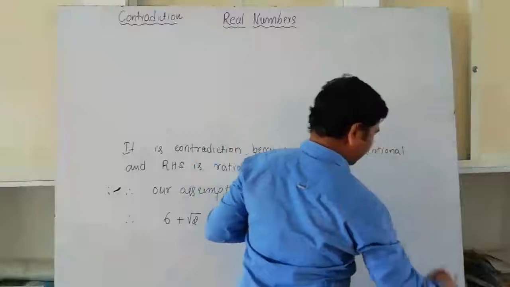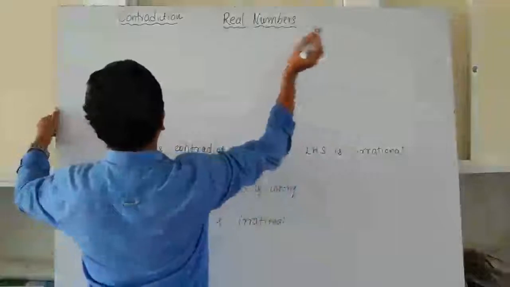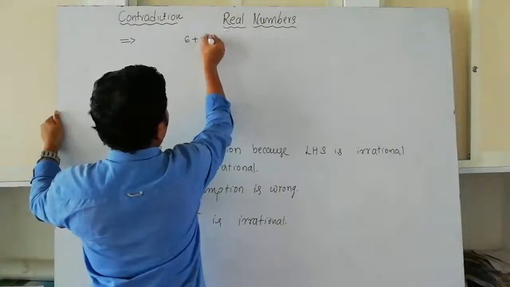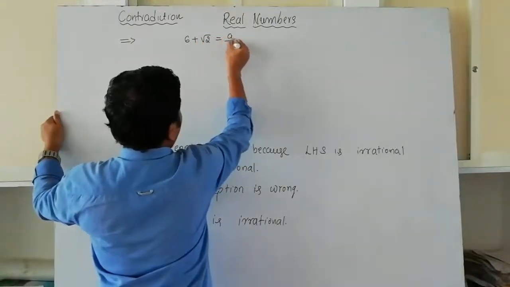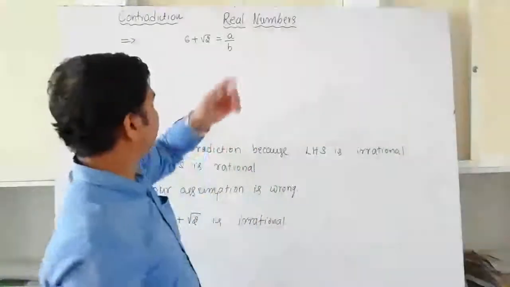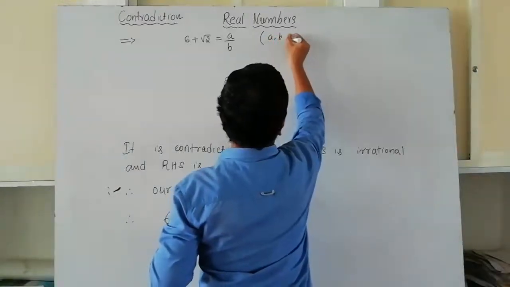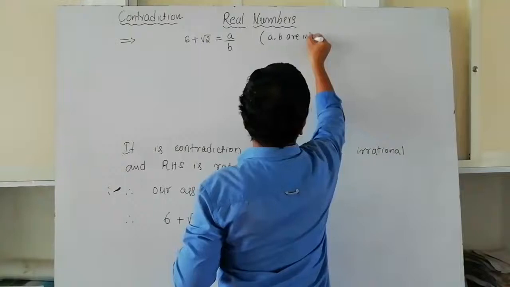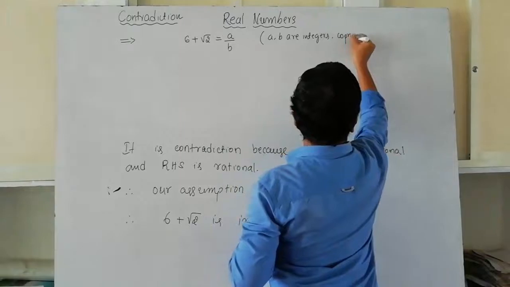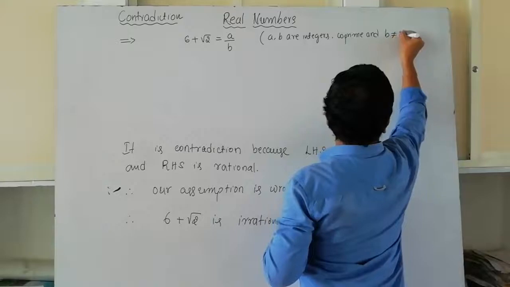So in the first line you need to write the same thing. Let us suppose 6 plus root 2 is a rational number, like that. After that, that implies 6 plus root 2 is equal to a by b. Actually this is the format of a rational number. Now I am going to write in brackets: a, b are integers, co-prime, and b not equal to 0. You need to write this one.